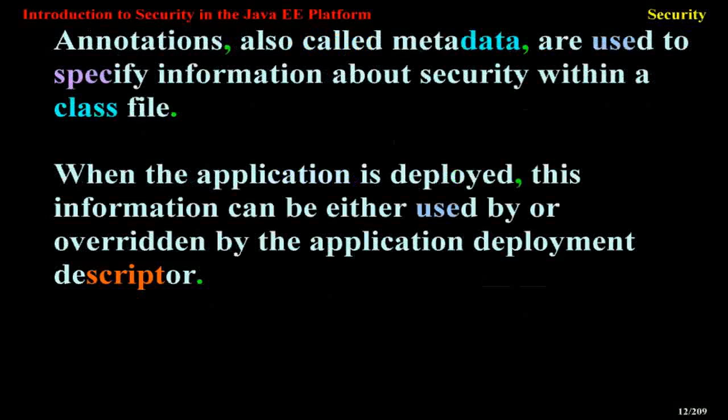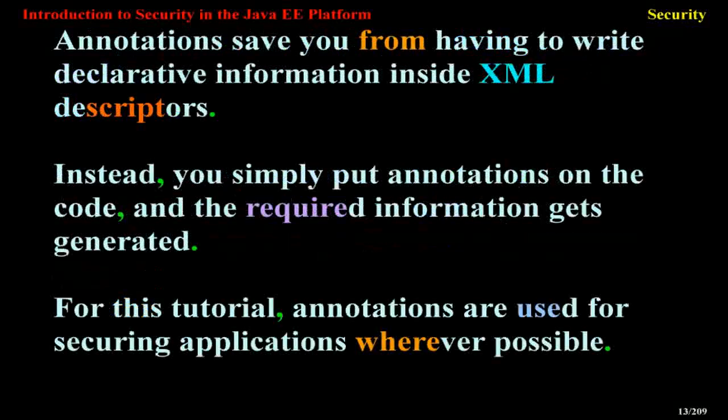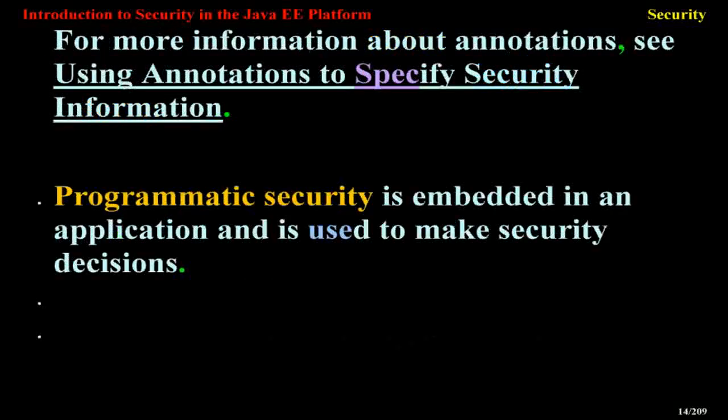Annotations, also called metadata, are used to specify information about security within a class file. When the application is deployed, this information can be either used by or overridden by the application deployment descriptor. Annotations save you from having to write declarative information inside XML descriptors. Instead, you simply put annotations on the code, and the required information gets generated. For this tutorial, annotations are used for securing applications wherever possible. For more information about annotations, see Using Annotations to Specify Security Information.